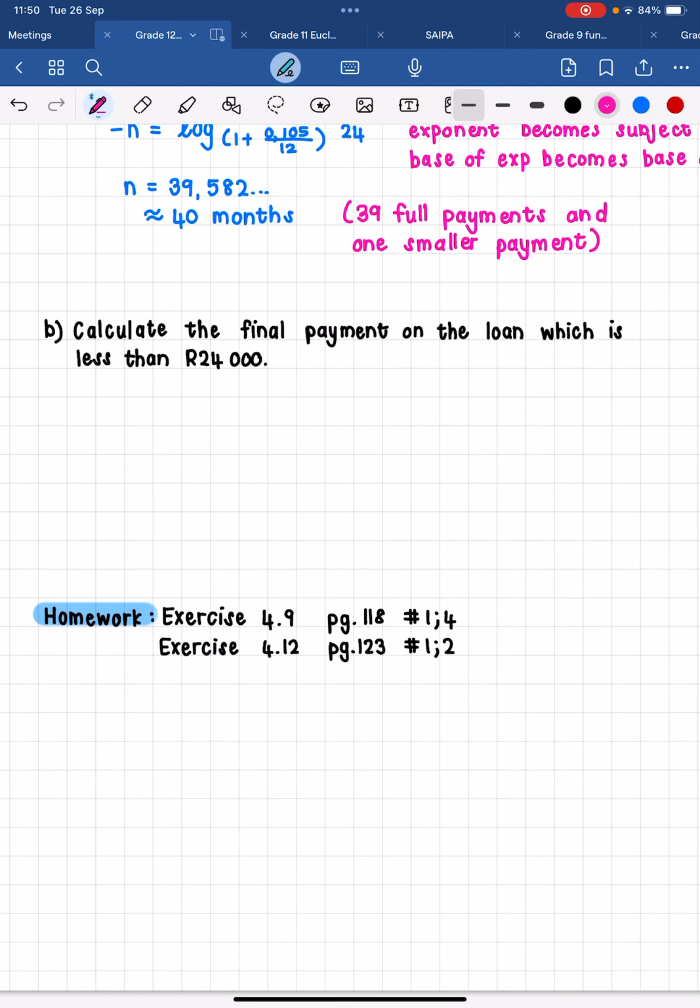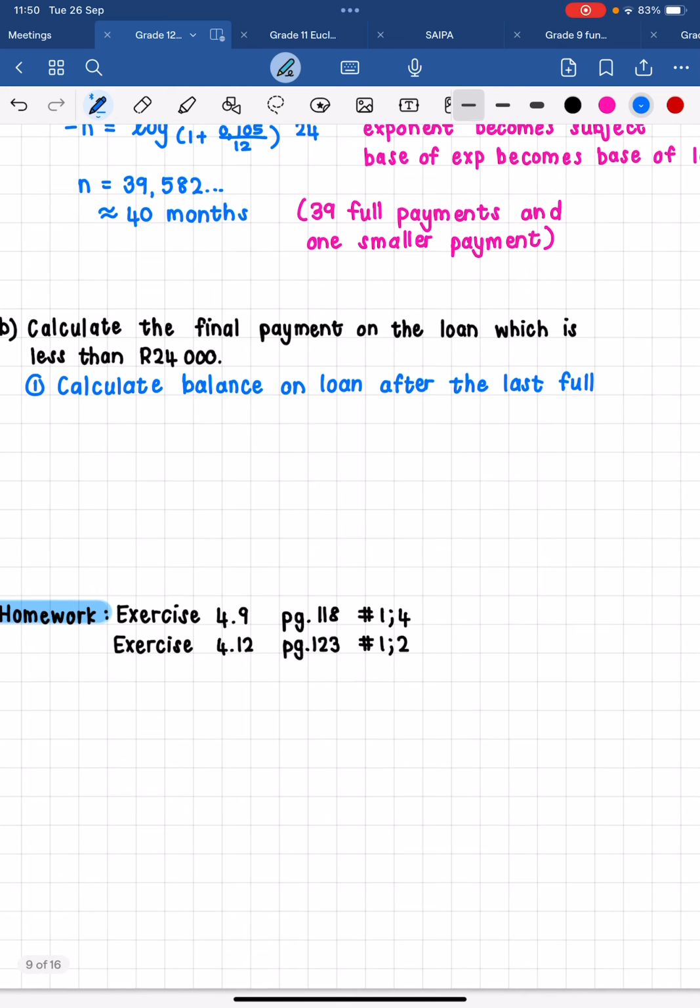Now guys, the method for this, I'm going to write down the two steps that we're going to follow. Firstly, we are going to calculate how much we actually still owe after the last full payment. So calculate balance on loan after the last full payment.